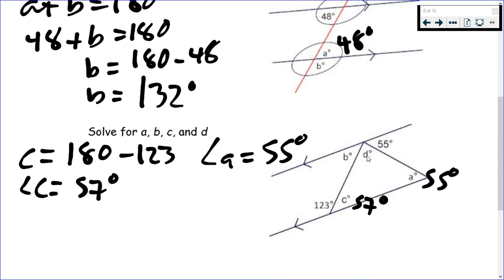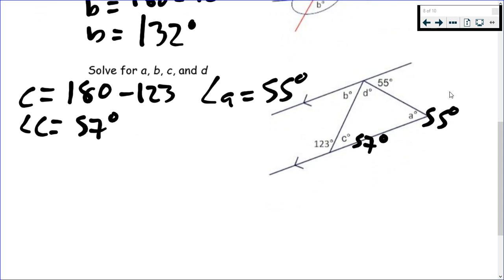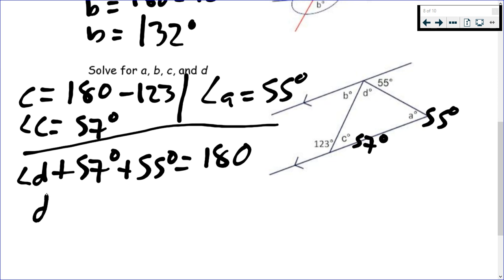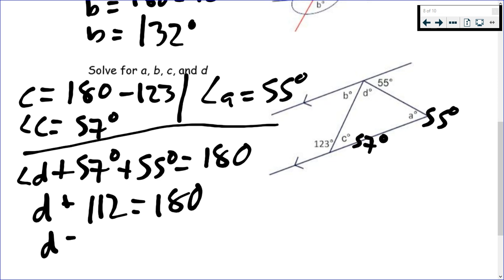Now we can solve our other interior angle. I know that all the angles in a triangle add up to 180, and I don't have a lot of room to write here. Well, I'll see what I can do. So angle D plus angle C, which we know is 57, plus angle A, which we know is 55, equals 180 degrees. So D plus 112 equals 180. So D is equal to 180 minus 112. So D is going to have a value of 68 degrees.